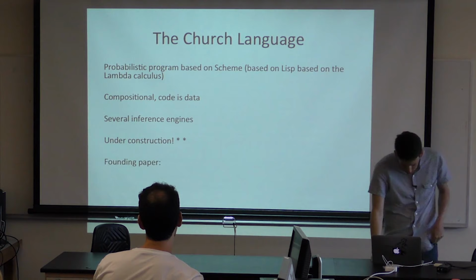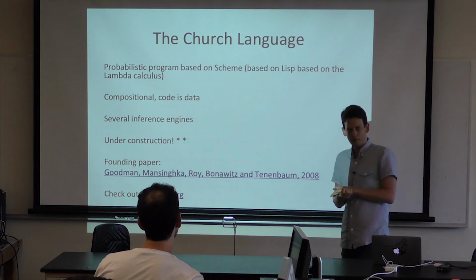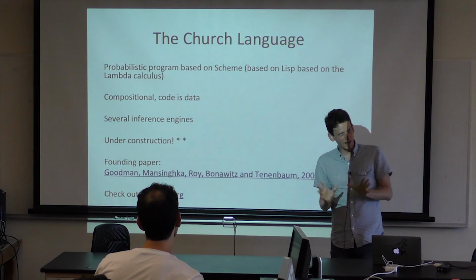The founding paper, for those of you interested, you can look at this link later on. It was by Goodman, Mansinghka, Dan Roy, Bonawitz, and Tenenbaum. And for those of you who have already read about Church a bit, you may think that this tutorial is a bit easy. We'll start off very, very easy, okay? We'll do things like addition. We'll do things like flipping coins, okay?